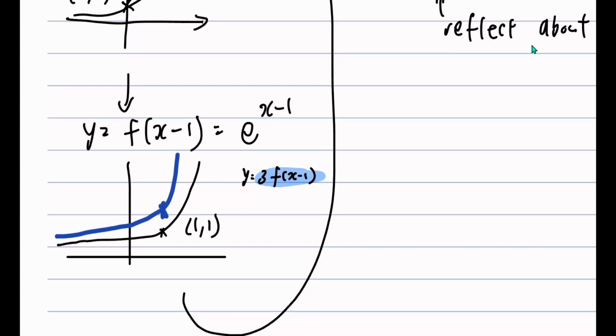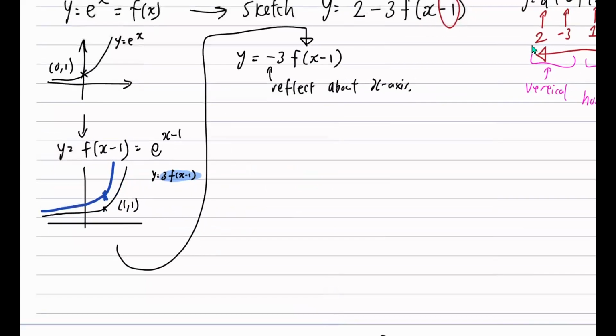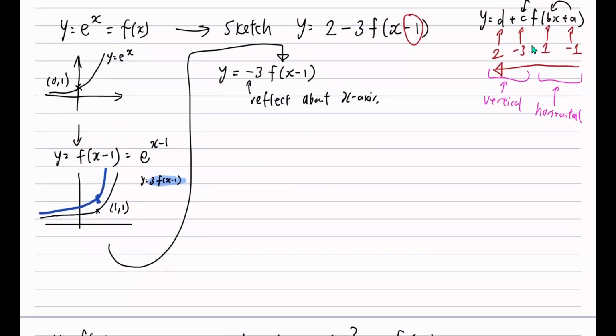But it doesn't really matter when you're sketching a curve, because making it steeper, you can't really tell apart from the original graph, as long as you are not drawing them on the same x and y axes. So what I'm saying is, forget the 3, just reflect it about the x-axis. Okay, so what you end up with will be something like this.